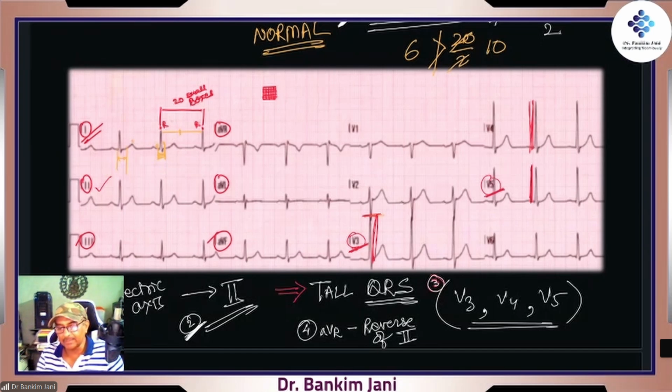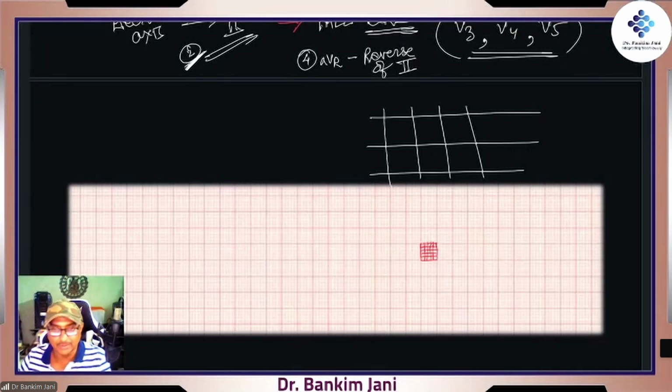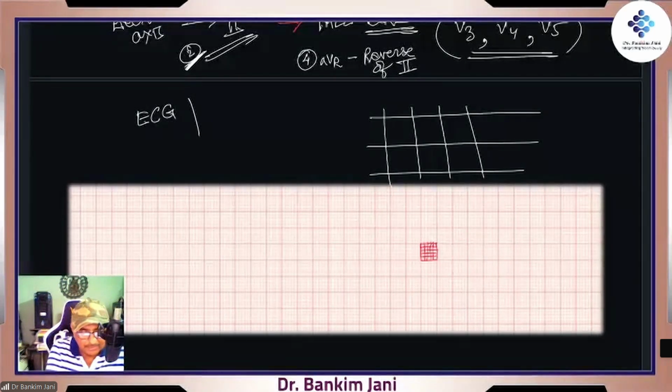So here it means that the heart is quite okay. So these are the 4 points which are to be seen. All right. On to the next one. So we already talked about this, small and big, right? Squares. This is the ECG paper.